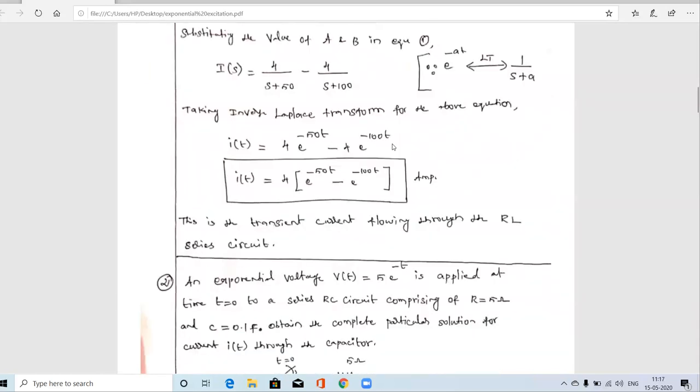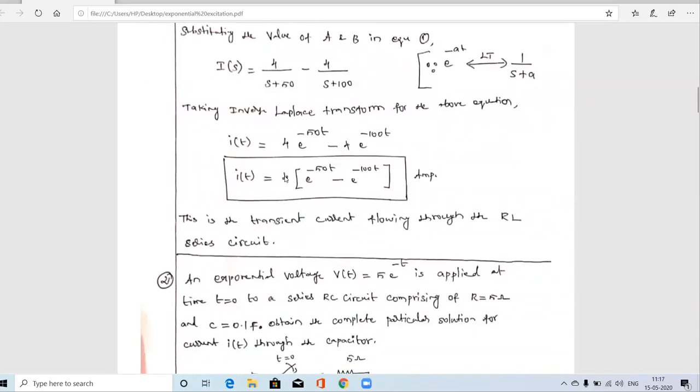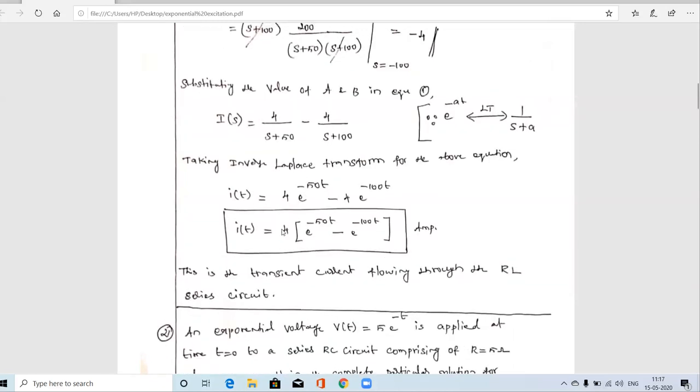In this, 4 is a constant, so you take 4 as a constant. So we have to write 4 into e power minus 50t minus e power minus 100t. So this is the transient current flowing in the given RL series circuit. This is the current flowing in the RL circuit with respect to time t. With respect to this time t, the current flowing in the RL circuit will vary. So this is the problem.